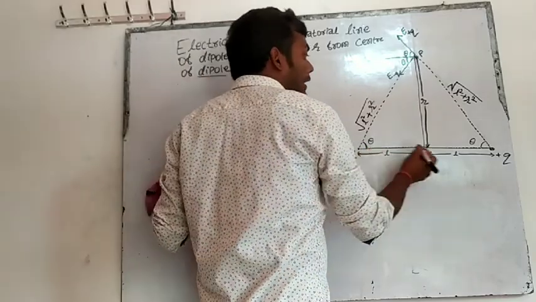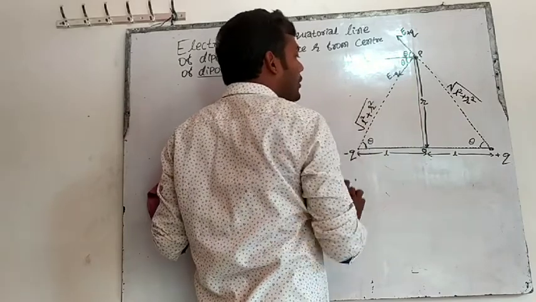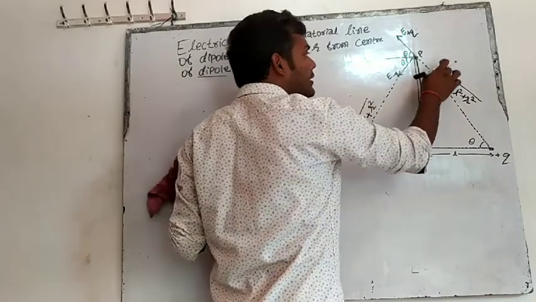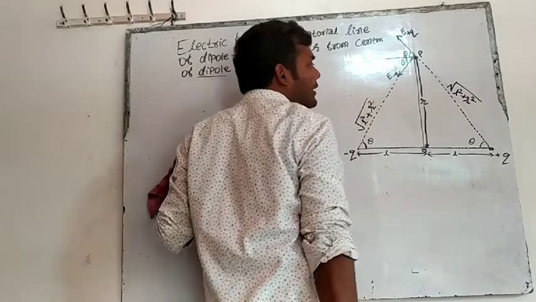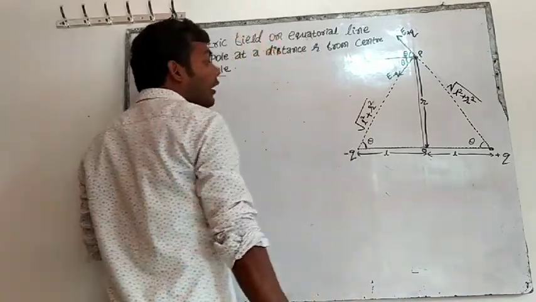Let's say this angle is theta, this angle is also theta. What will be this distance? This distance will be equal to square root of L square plus R square, and this distance will also be equal to square root of L square plus R square, because this is an isosceles triangle.